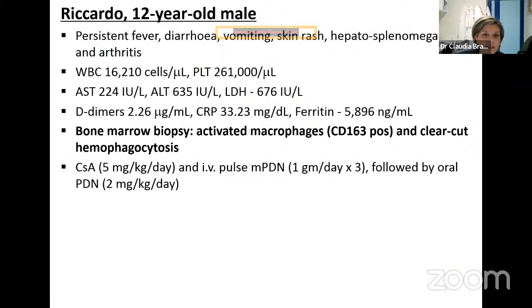So I would like to tell you the story of two of our patients. This is the history of Riccardo, a patient who presented to us when he was 12 years old with persistent fever, diarrhea, vomiting, rash, hepatosplenomegaly, and arthritis. His labs showed leukocytosis, an increase in transaminases and LDH, and also an increase in D-dimers, CRP, and ferritin. The bone marrow biopsy showed activated macrophages with evidence of hemophagocytosis. So he immediately started immunosuppressive treatment with cyclosporine and methylprednisolone, followed by oral prednisone.